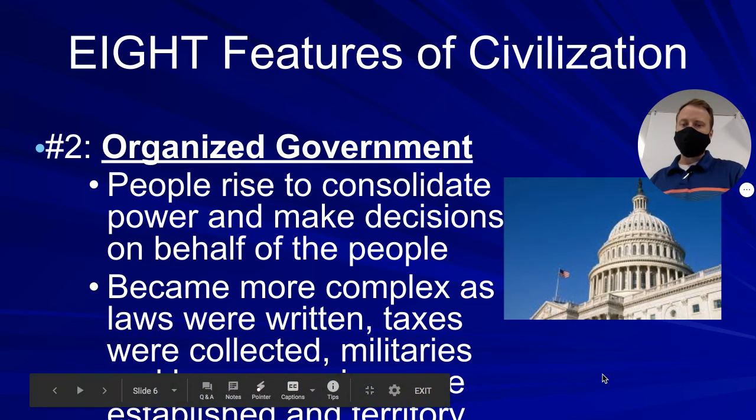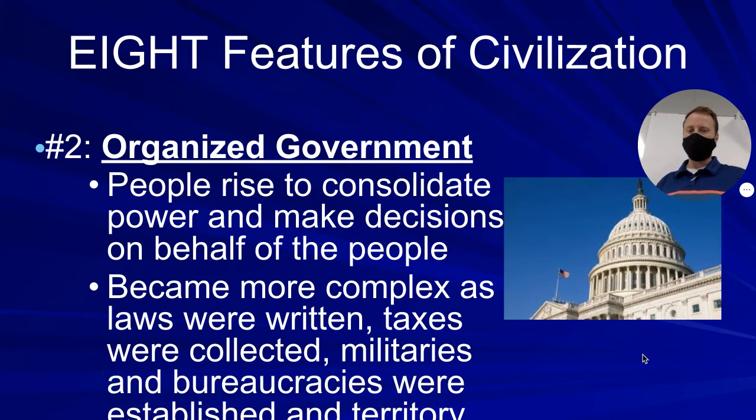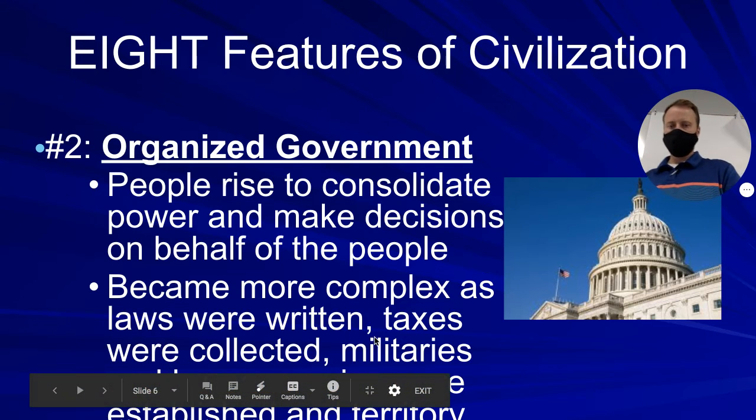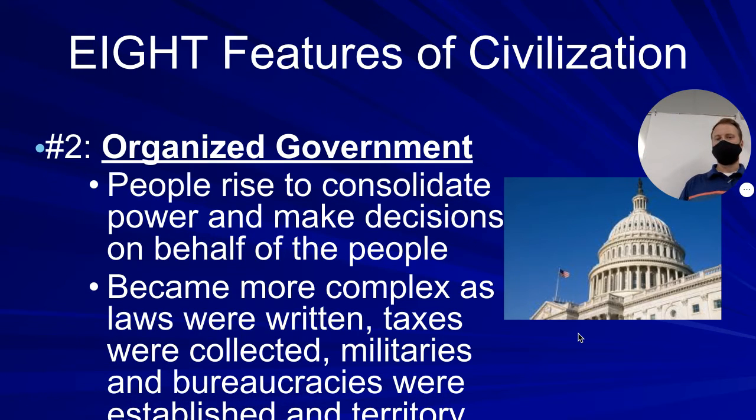It would become more complex with laws, taxes, militaries, territories. So the big idea there is I put little bullets on taxes, laws, militaries. So those parts of the government begin to become established. Laws, taxes, militaries. Kind of big ideas there. So organized government begins to come into power.